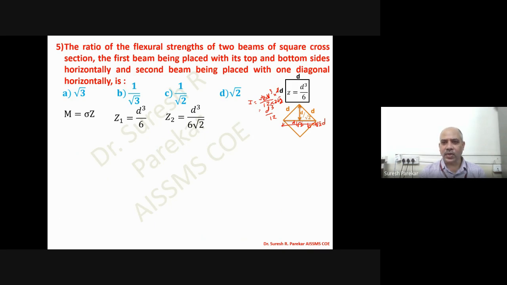But if I see the value of Z, then the value of Z we are going to get as I by Y, which is D cube by 12 divided by D by root 2. And then we are going to get this value equal to D cube upon 6 root 2.